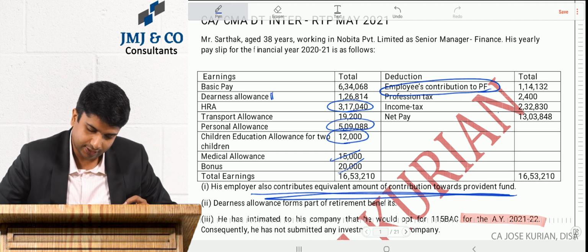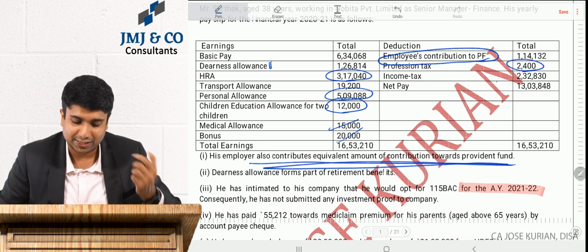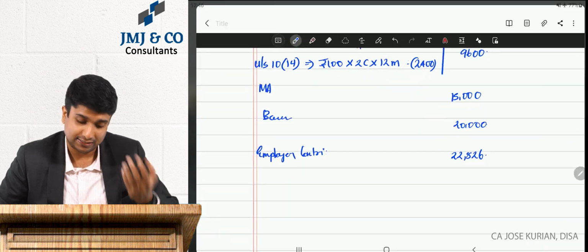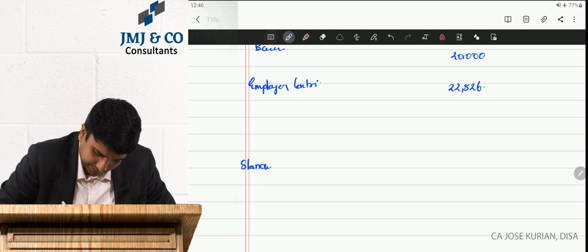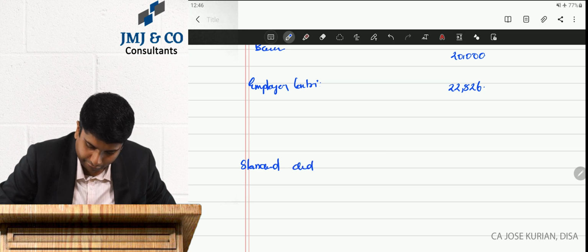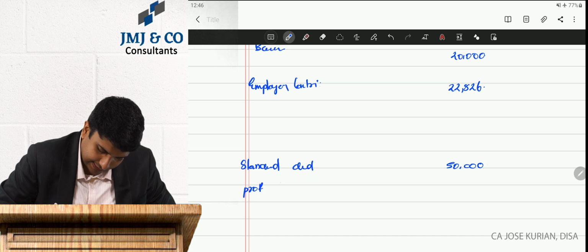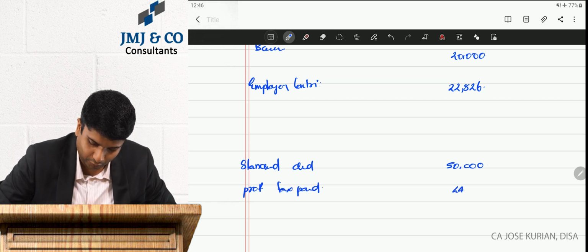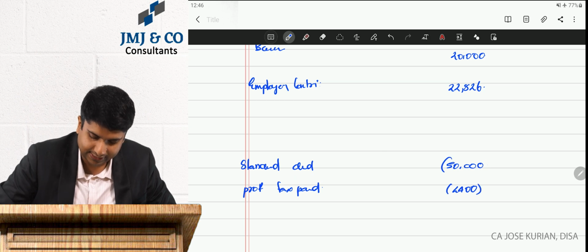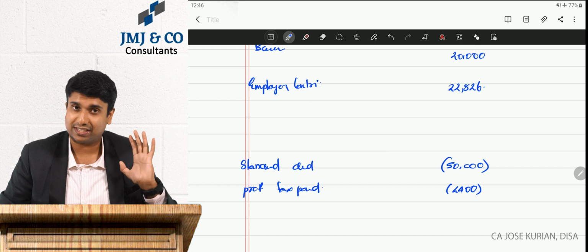That's why. Alright, now friends, professional tax paid, definitely you can claim that professional tax paid as a deduction, and definitely you can consider standard deduction as well. So I am taking standard deduction of 50,000 and professional tax paid also I'm claiming it as a deduction, that is 2,400, because in this alternative assessee is not taking the benefit of 115BAC, so all these deductions are eligible.